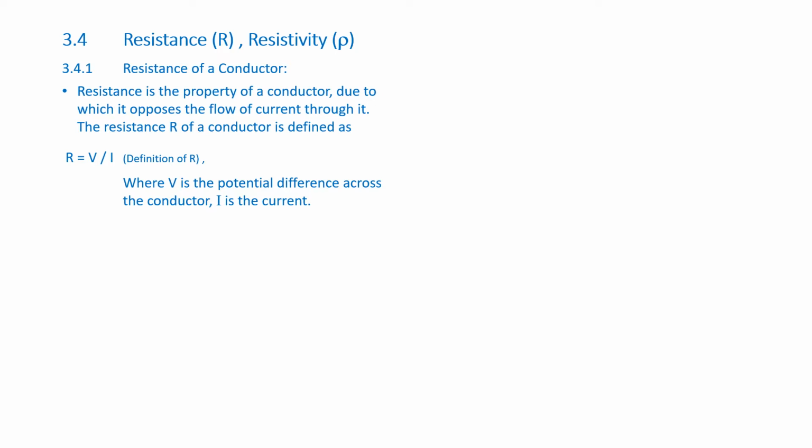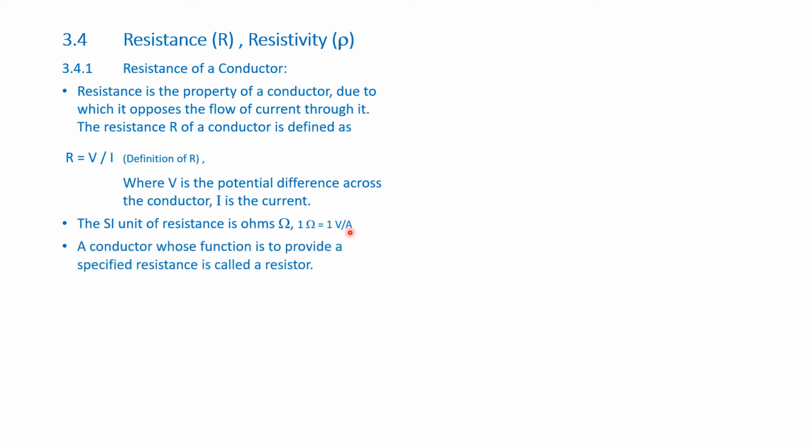That is, resistance is the property of a conductor due to which it opposes the flow of current through it. The resistance R of a conductor is defined as R is equal to V by I, where V is the potential difference across the conductor and I is the current. The SI unit of resistance is ohm. 1 ohm is equal to 1 volt per ampere.